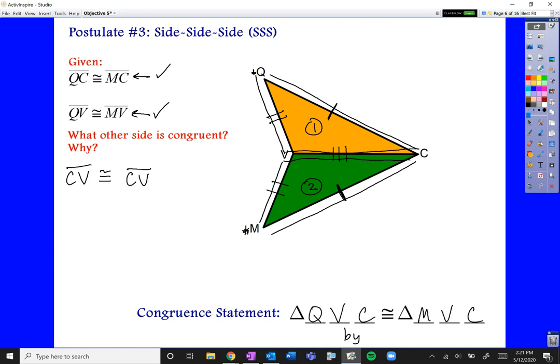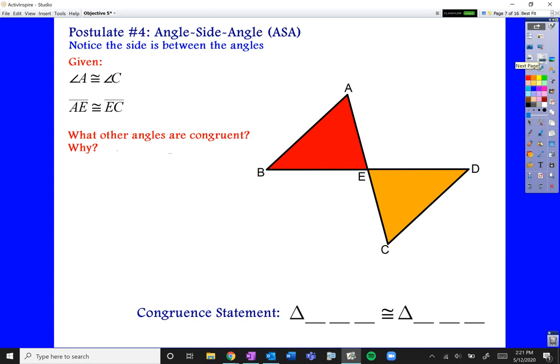And these are congruent by side, side, side. And the last one, there are 4 postulates. The last one is called angle, side, angle. And it's important that the side is in the middle. That's why it's written like that. So let's see what we're given.